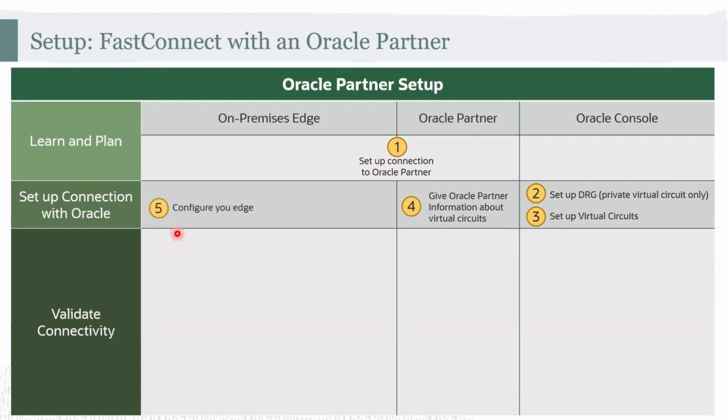In the fifth step, you need to configure your edge. There are two possible scenarios here. The BGP session can go to Oracle, or the BGP session can also go to the Oracle partner.